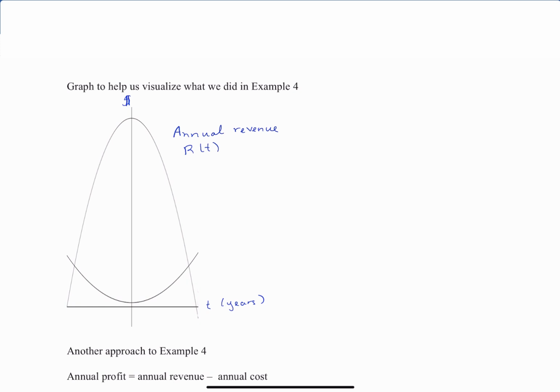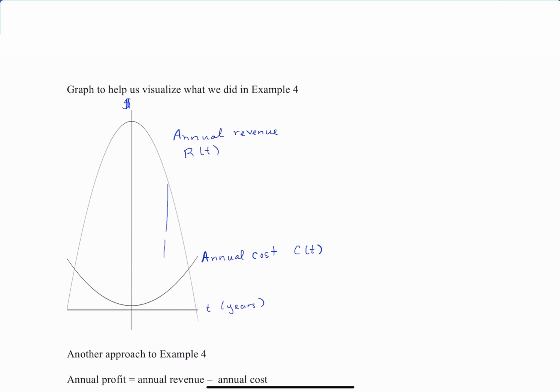We were also given an annual cost function, C of t. At any t value, the difference between those, so the height of that little line segment, is the annual profit.